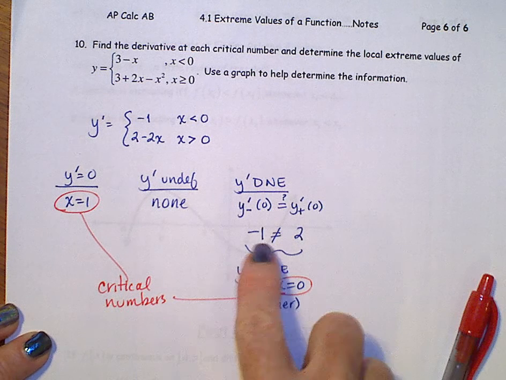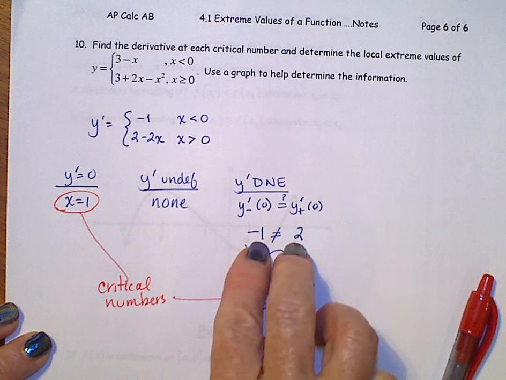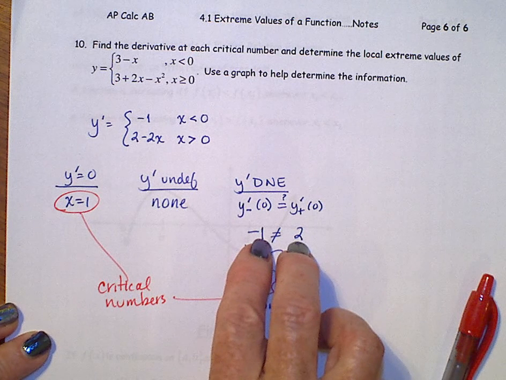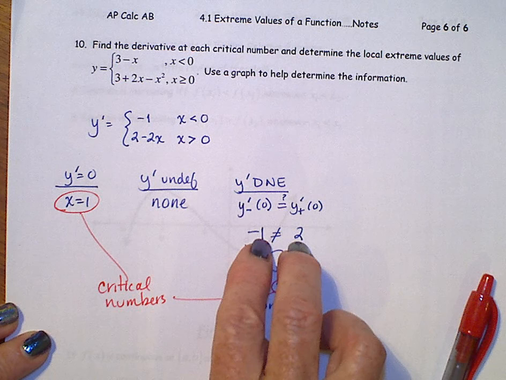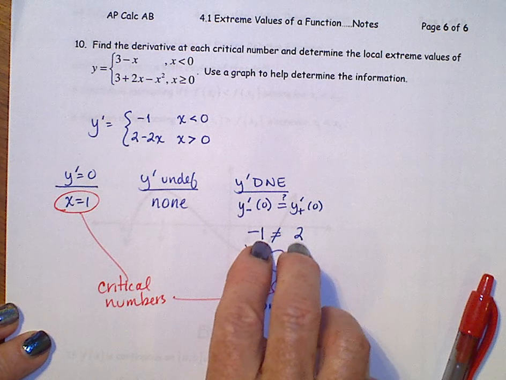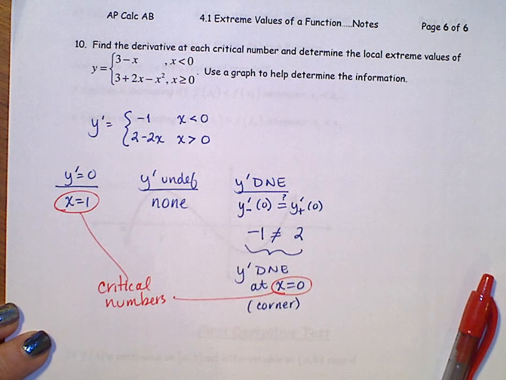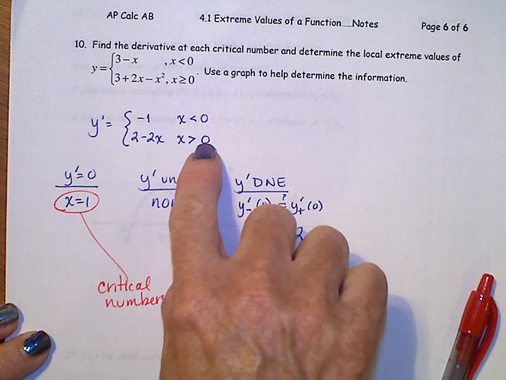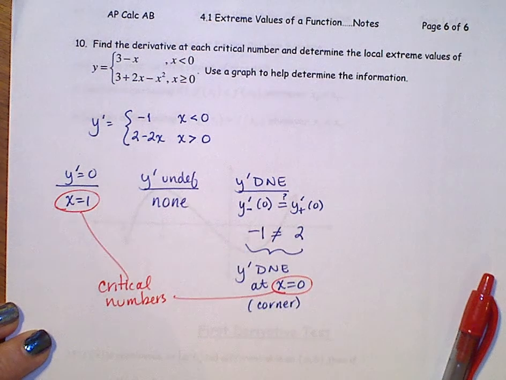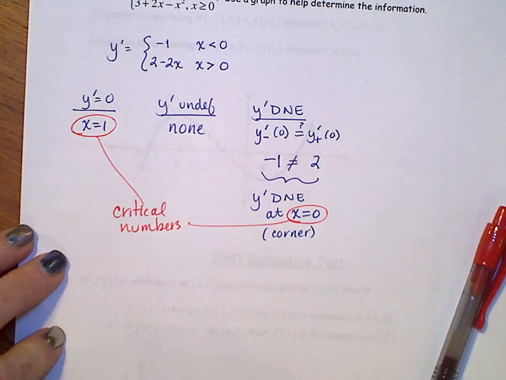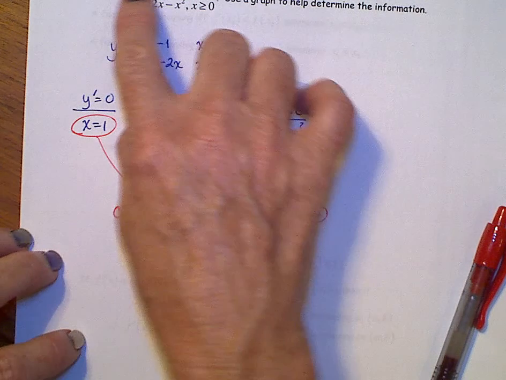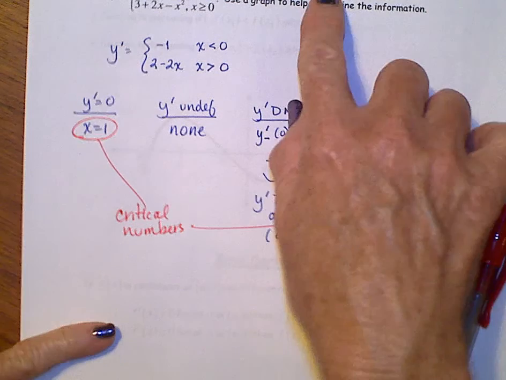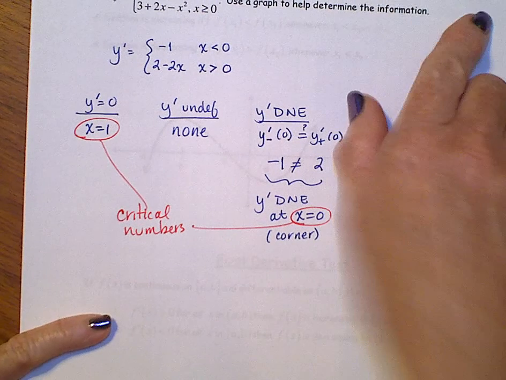If these two numbers came out to be exactly the same thing, then the derivative does exist at that point, and then that number is not a critical number. If that happens, then you could go back and put the little equal sign back in on this one. All right, now let's keep going. Find the derivative at each critical number. So we've got our critical numbers. Determine the local extreme values of that function.